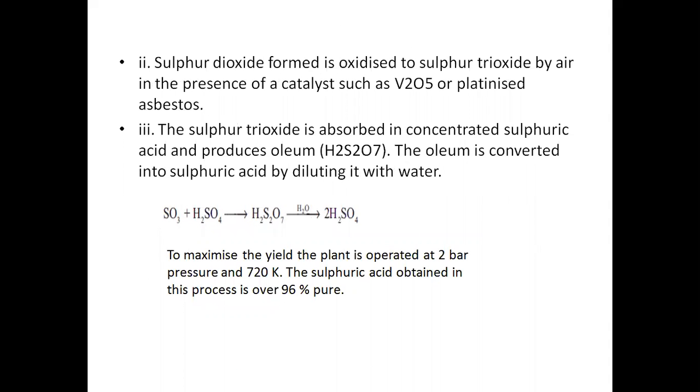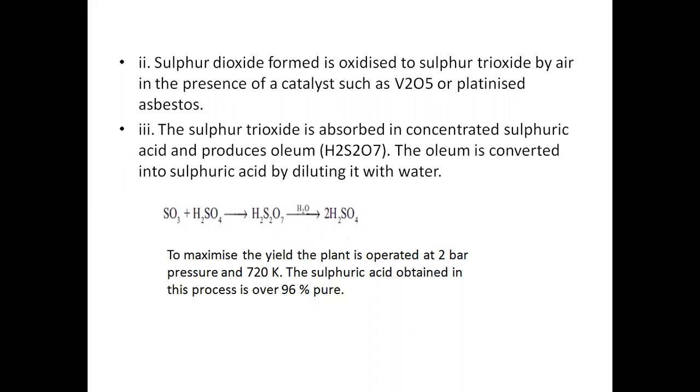In the next step, we are going to oxidize the sulfur dioxide. The sulfur dioxide formed is oxidized to sulfur trioxide by air in the presence of a catalyst like V2O5, that is vanadium pentoxide, or in the presence of asbestos.